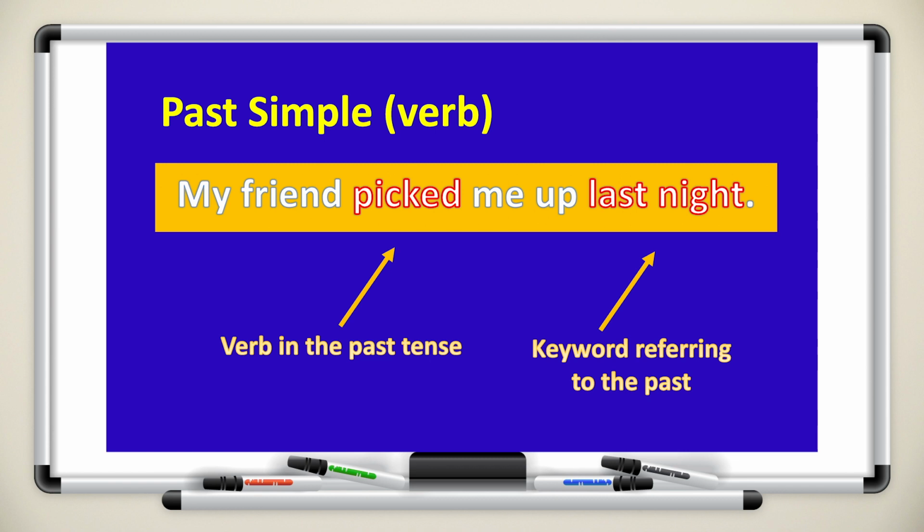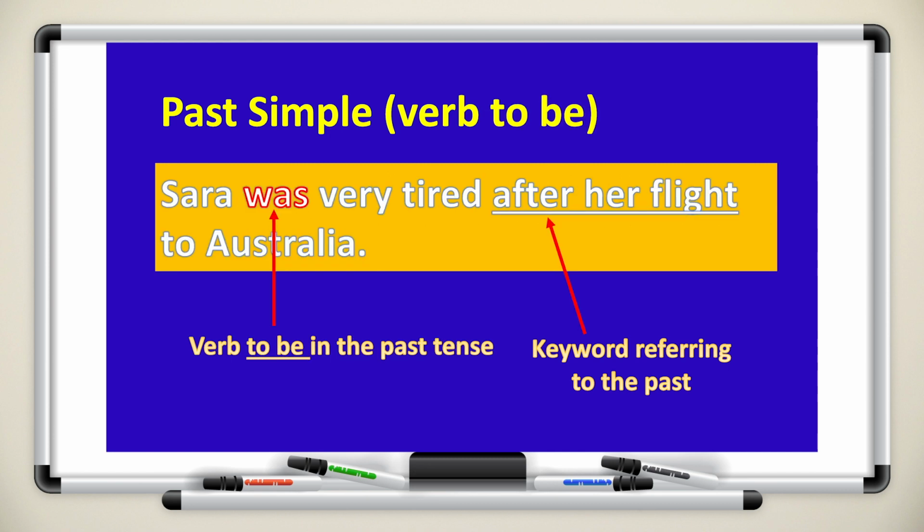Another way to recognize a past simple sentence is to look for the verb to be in it and see in which tense it is. For example, Sarah was very tired after her flight to Australia. Now, where is the verb to be in this sentence? You're right, was. Was is the verb to be in the past. When I see was, I will automatically know that this sentence is in the past. Where is the keyword that shows me that this sentence is in the past? After her flight. So I know that this thing happened after, meaning in the past.